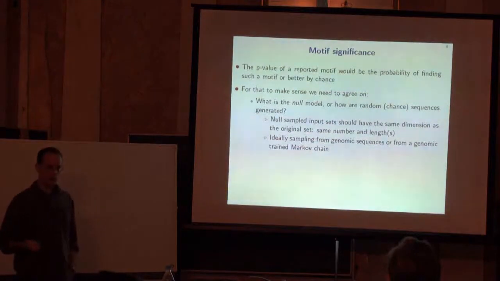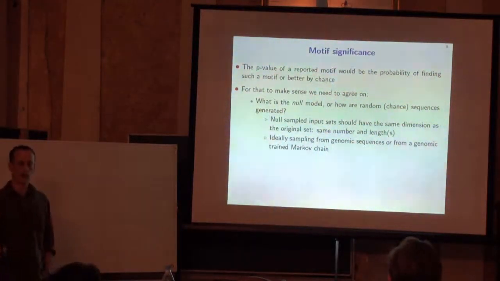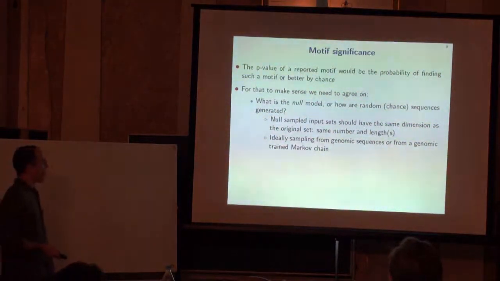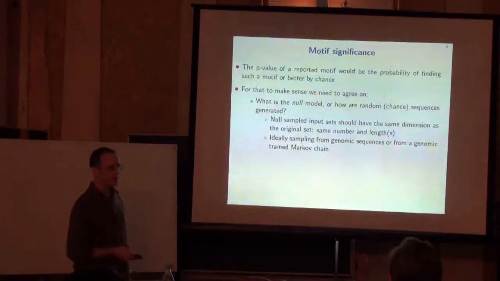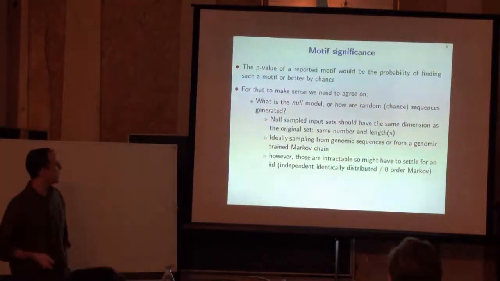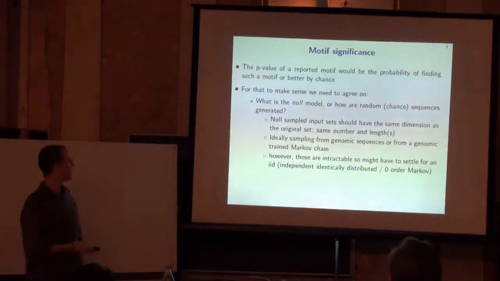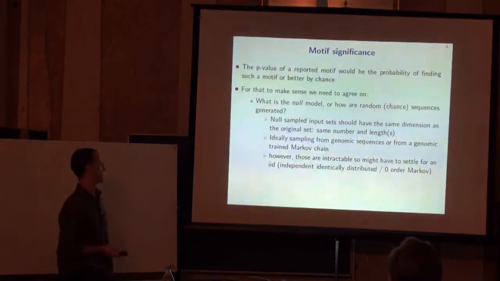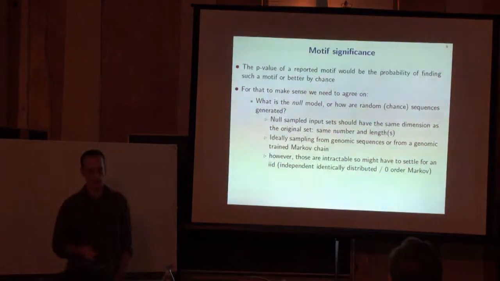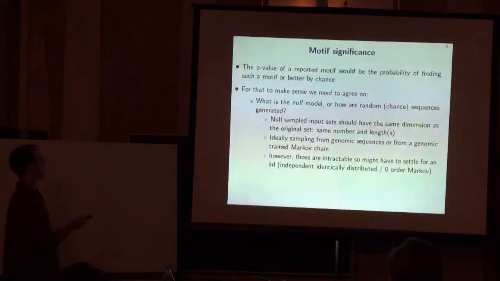How technically would we sample them? Ideally, we would sample from, say, genomic sequences, or from a genomic trained Markov chain of order 3 or 4. That's ideally. However, typically those are intractable if you want to do some math. So we might have to settle for an IID or zero order Markov model for sampling these null sets.